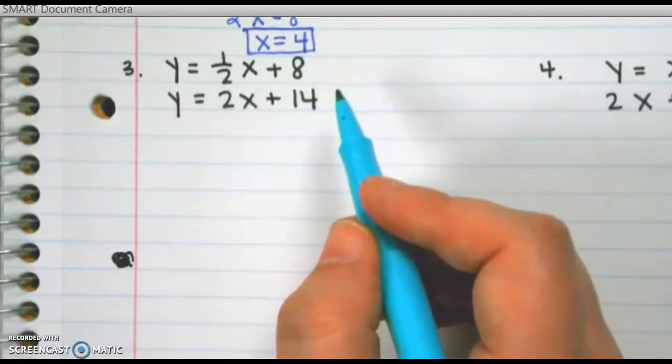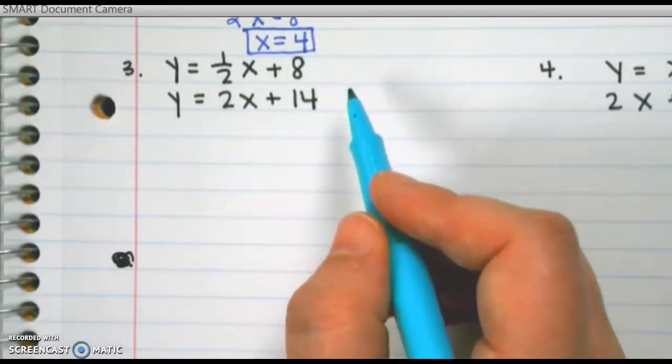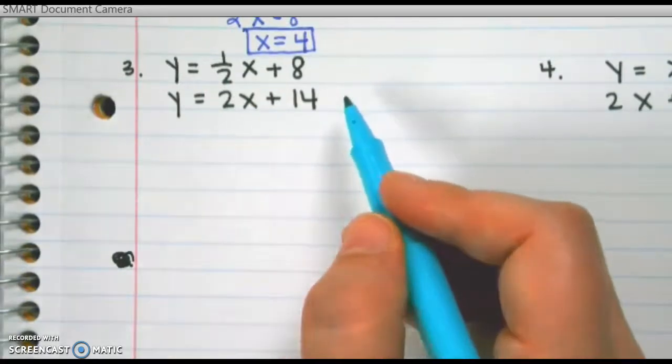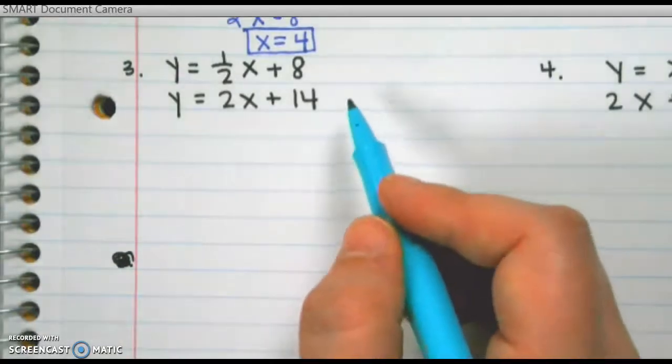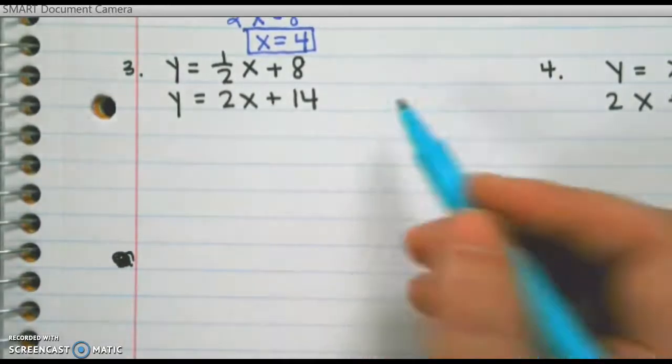If your answer was yes, if you could tell already that these are parallel, there's not going to be an intersection. So don't waste your time solving it. If you know they're going to be parallel, there would be no solution.